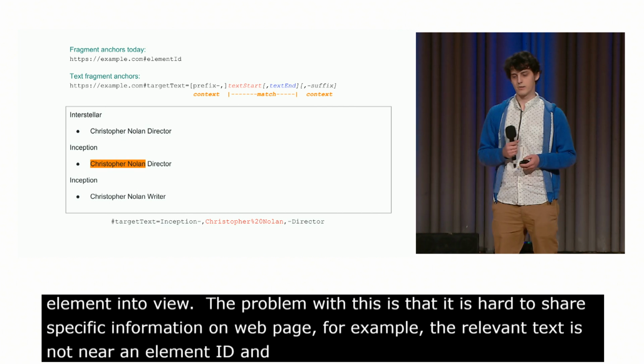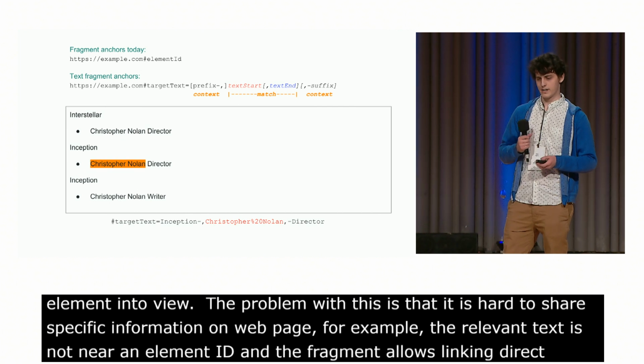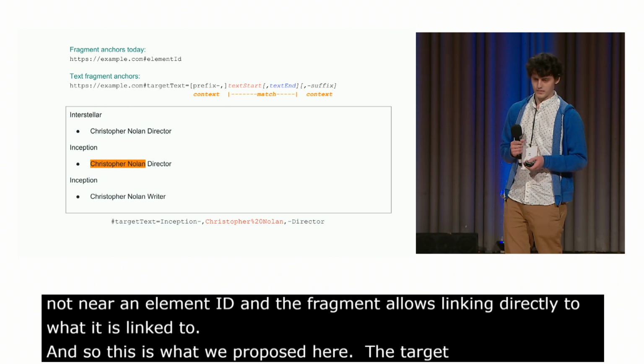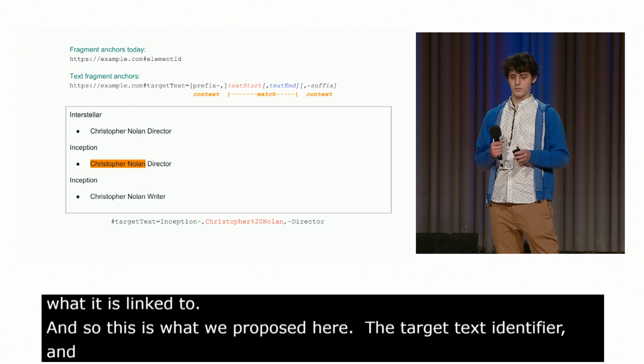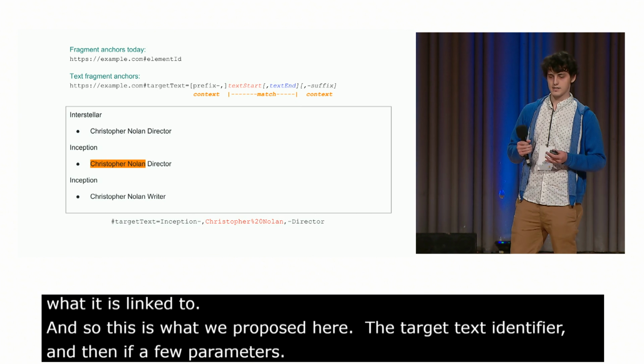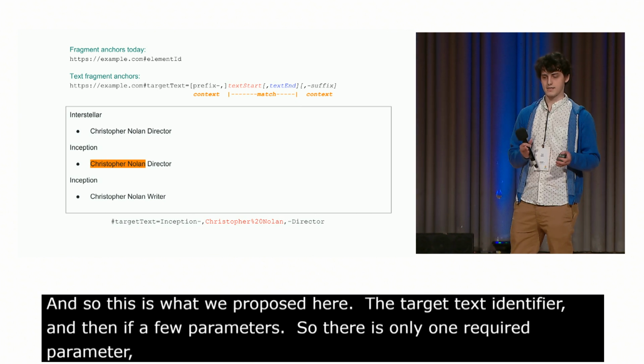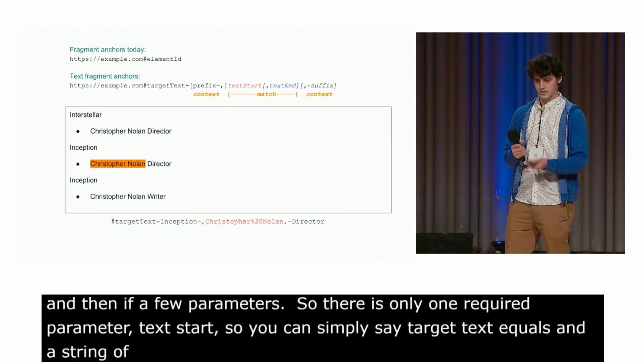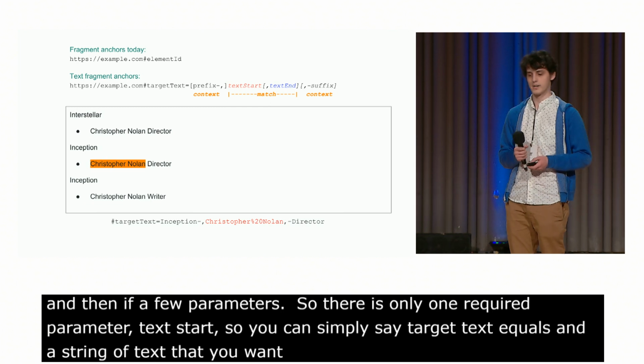Here's the syntax that we've proposed for it. We have this target text identifier, and then a few parameters. There's only one required parameter, text start. So you can simply say target text equals, and then a string of text that you want the browser to find and scroll into view and highlight.